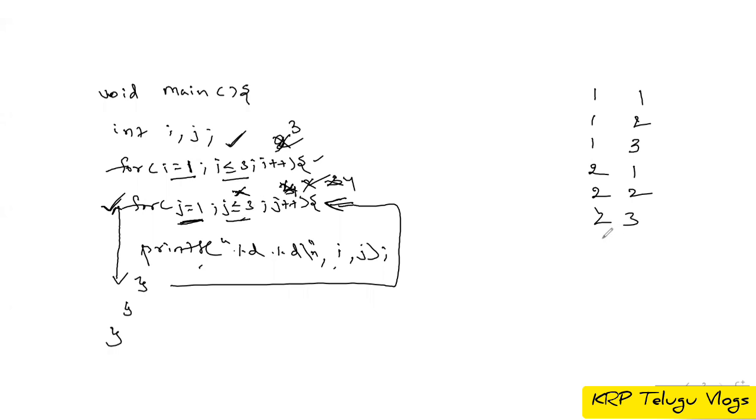So now what it will print? 3 1, 3 2 and 3 3. So now j will become 4. It will break the loop. So i also will become 4, so it will break the loop. Clear? Yes, sir. This is how 2 for loops will execute in a program. Note down this.